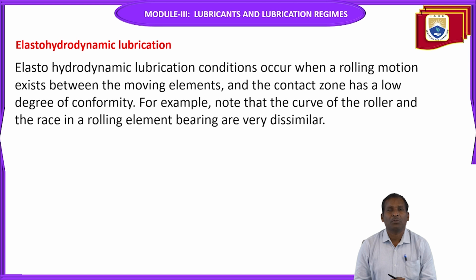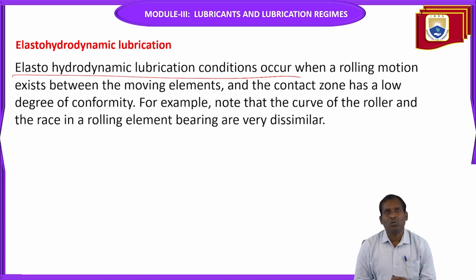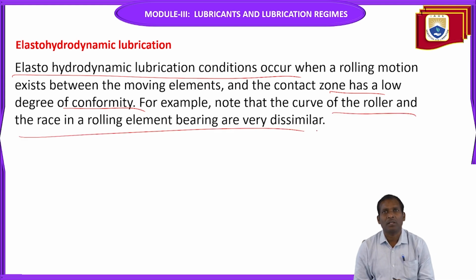Next, elasto-hydrodynamic lubrication. The elasto-hydrodynamic lubrication conditions occur when a rolling motion exists between the moving elements. Bearings are of two types: one is sliding contact bearings, another one is rolling contact bearings. When a rolling motion exists between the moving elements and the contact zone has a low degree of conformity, for example, note that the curves of the roller and the race in a rolling element bearing are very dissimilar.